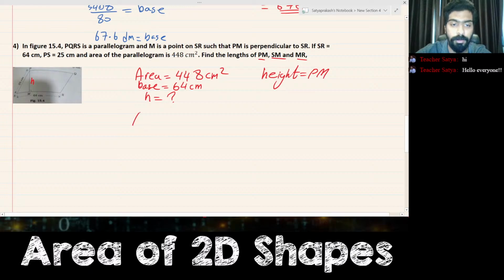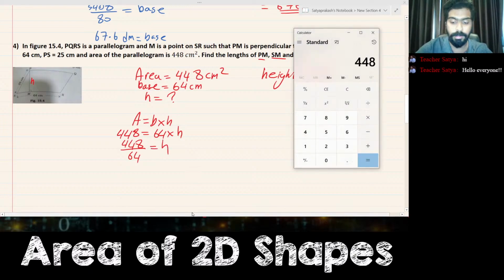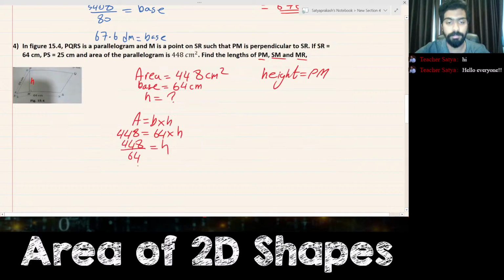So now let's use the formula. A is equal to B multiplied by H. So 448 is equal to 64 multiplied by height. 448 over 64 is equal to the height, and 448 over 64 should give us 7. So 7 centimeter is equal to the height. Height is PM, so we have figured out the first one: PM is equal to 7 centimeter.